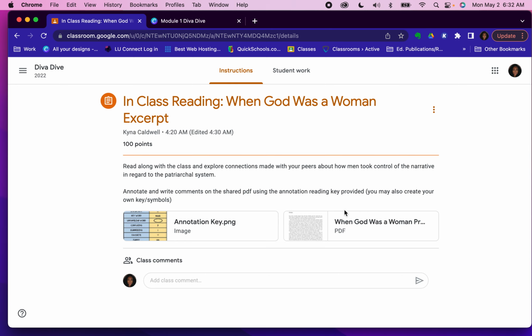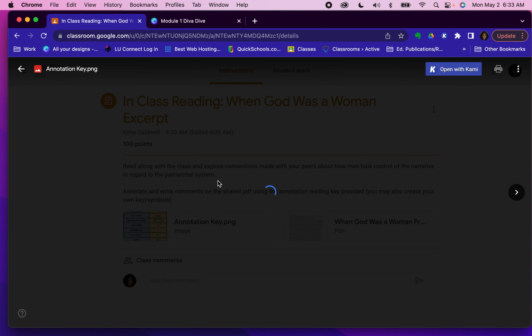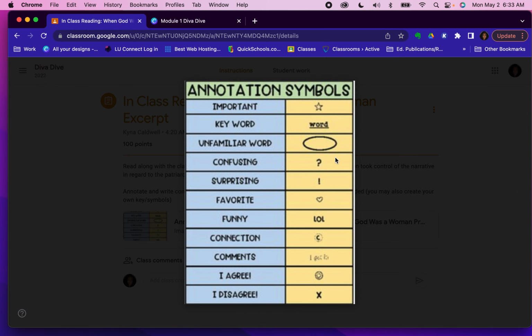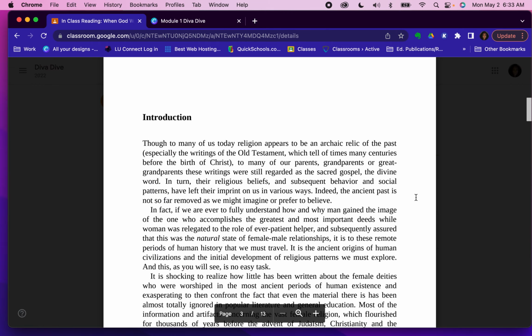So we're all going to be on the same one, using the annotation reading key that's provided, but they can also create their own. It's very important for my students to have certain strategies. So I always try to make sure I include some type of resource that's going to help them along the way. So, just a few annotation symbols. Like I said, they can create their own, like circle unfamiliar words and put a question mark by paragraphs or ideas. It's like 13 pages, but the preface is only like 2 pages.